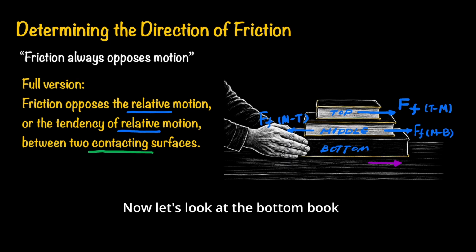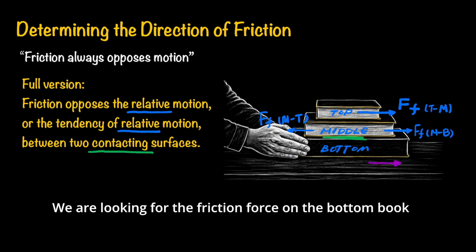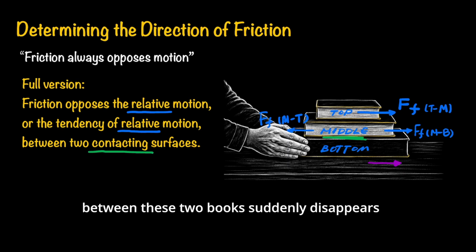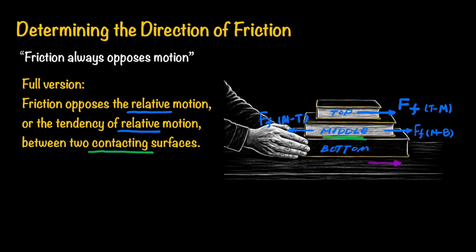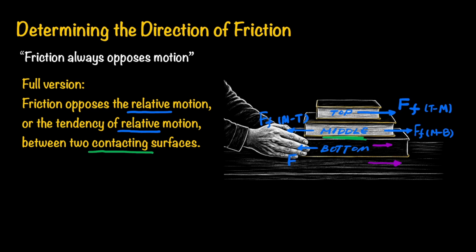Now let's look at the bottom book. The bottom book also has 2 contacts, the middle book above it and the table underneath it. Let's analyze the contact between the bottom and middle books first. We're looking for the friction force on the bottom book. So again, imagine the friction between these 2 books suddenly disappears. Relative to the middle book, the bottom book would tend to slide forward. To oppose that tendency of relative motion, the friction on the bottom book points to the left.